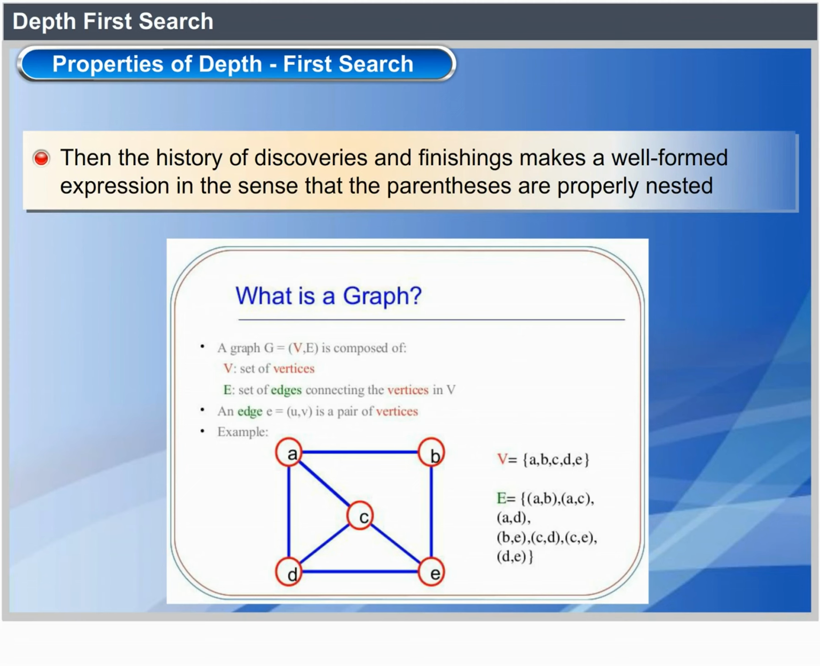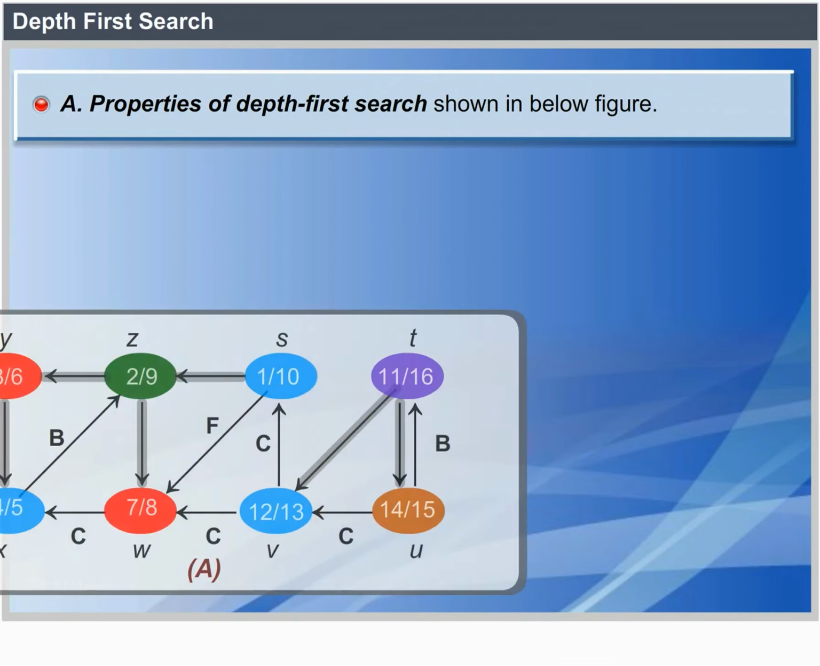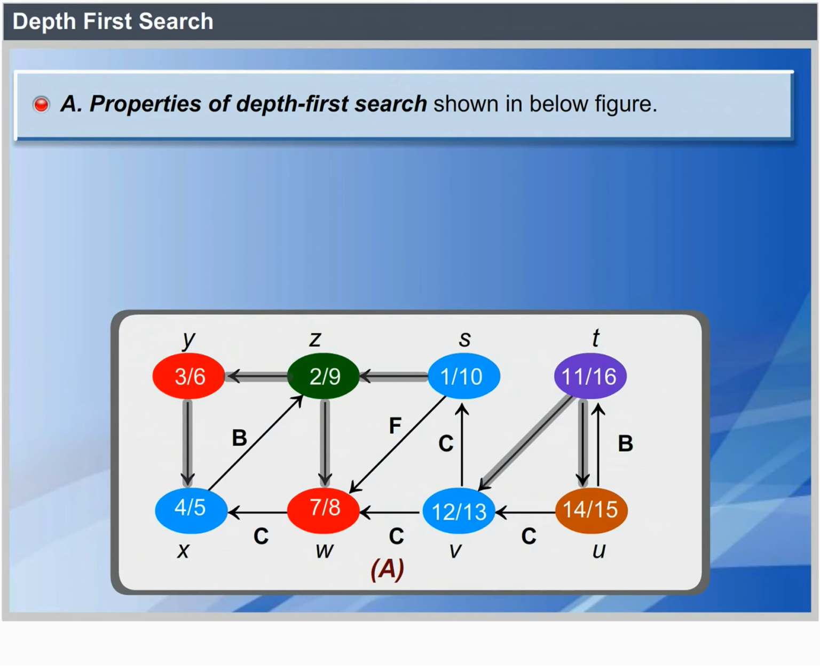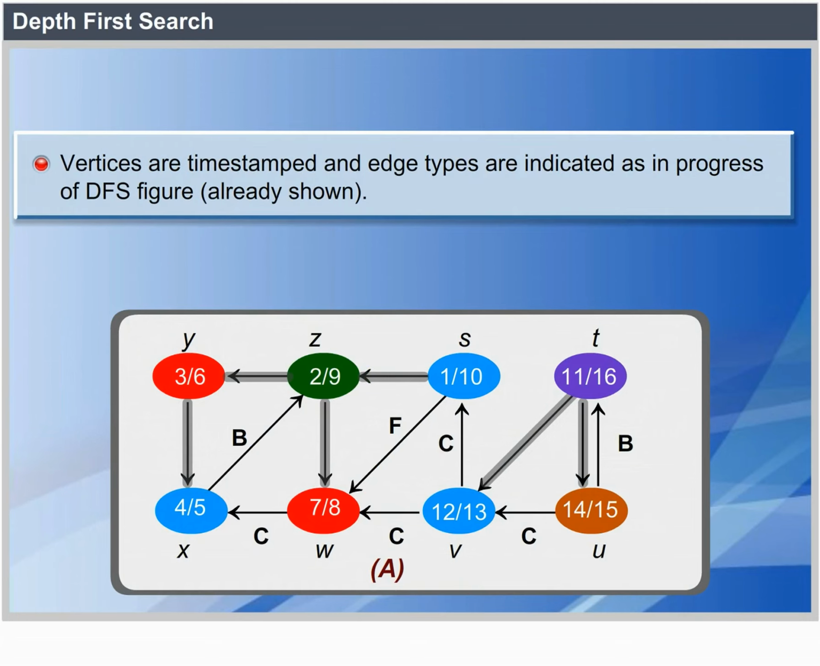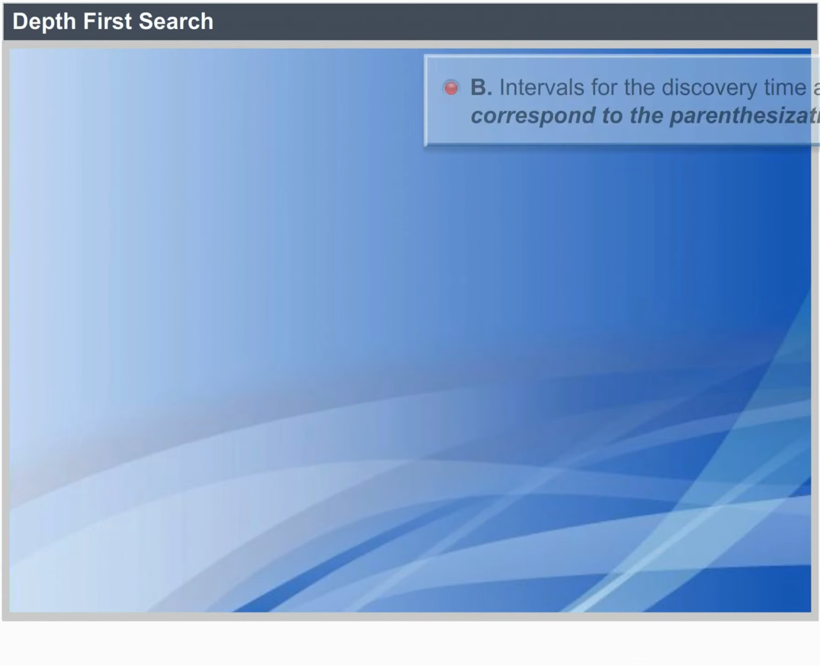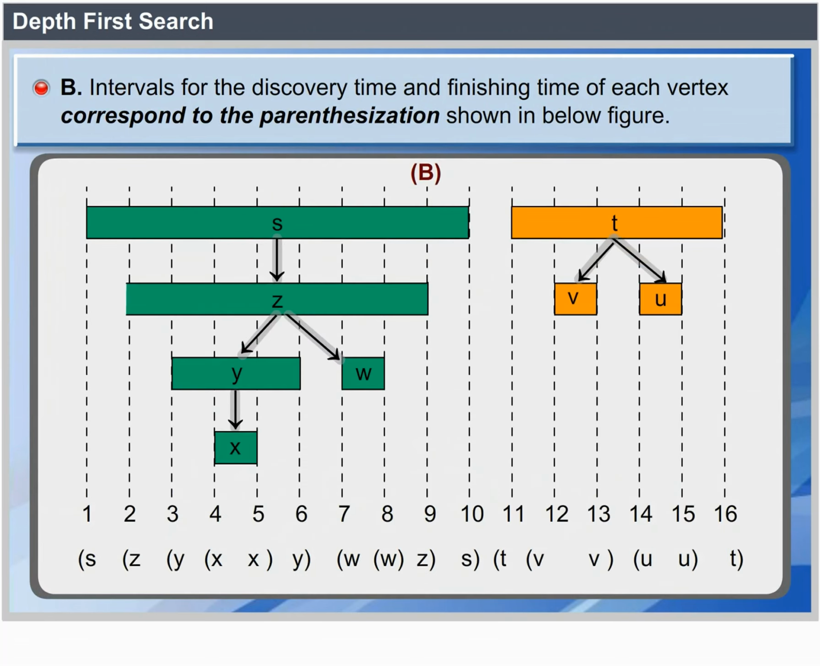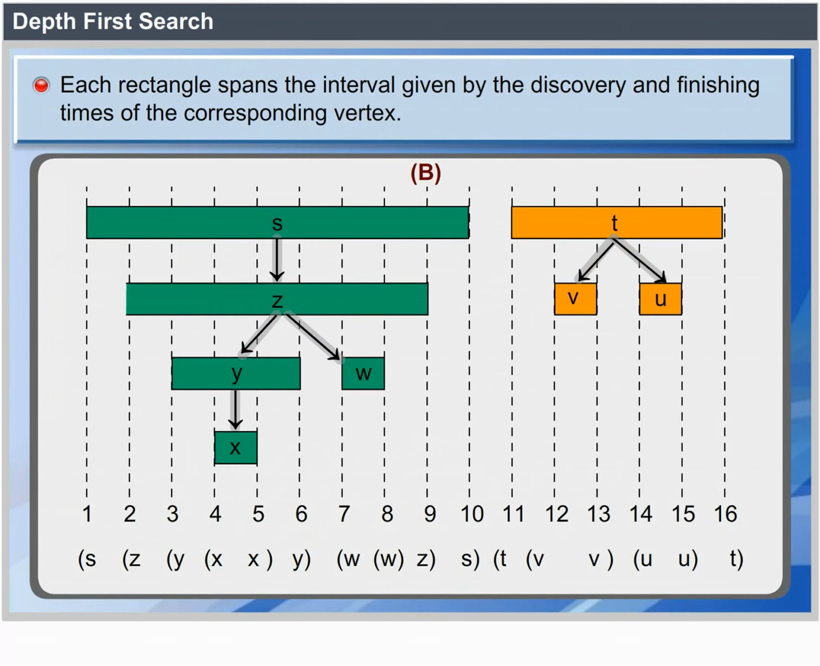Properties of depth-first search is shown in this figure. It shows the result of a depth-first search of a directed graph. Vertices are time-stamped and edge types are indicated as in the progress of DFS figure, which is already shown. Intervals for the discovery time and finishing time of each vertex correspond to the parenthesization shown in the figure below. Each rectangle spans the interval given by the discovery and finishing times of the corresponding vertex.